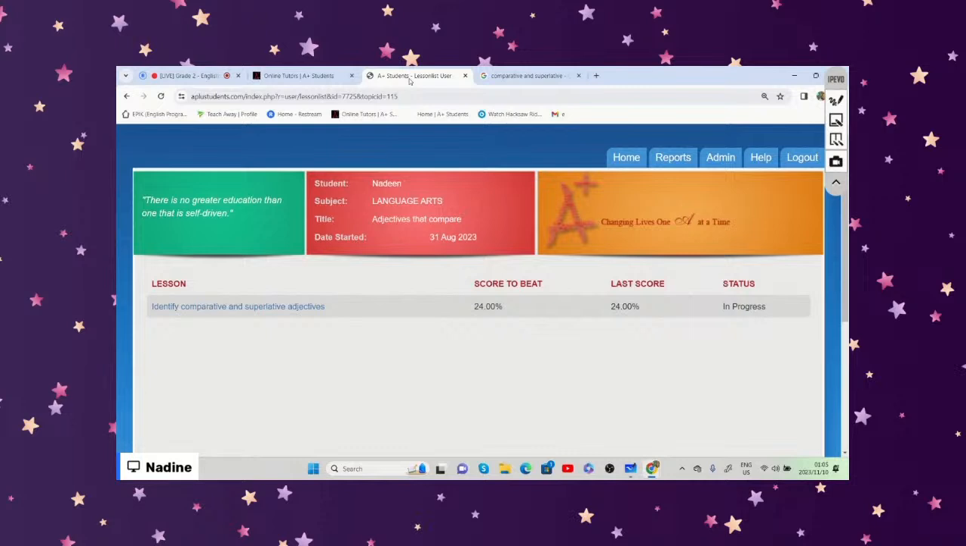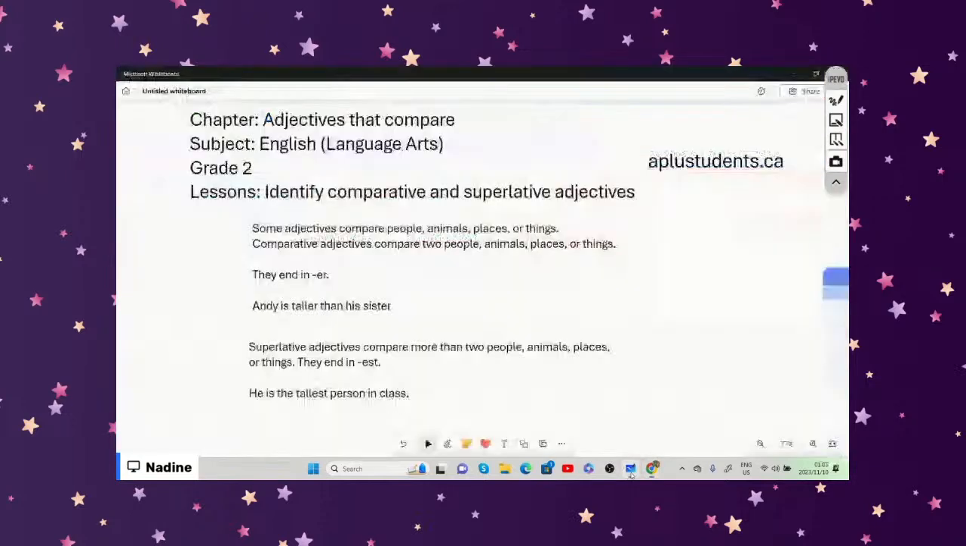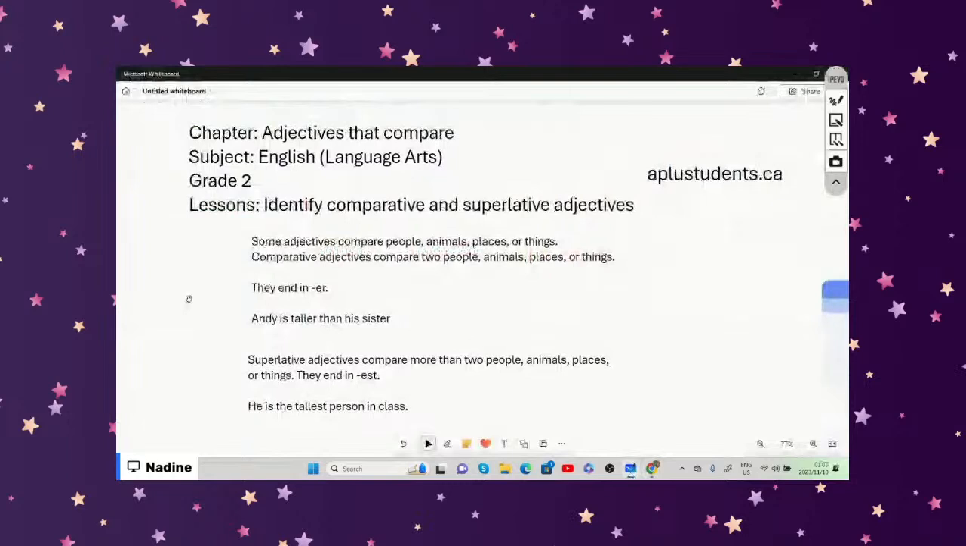So today we're doing adjectives that compare. It's like comparing two nouns, for example. Our chapter is adjectives that compare. Our subject is English Language Arts, grade 2. And the lesson we're going to focus on today under this chapter is to identify comparative and superlative adjectives.